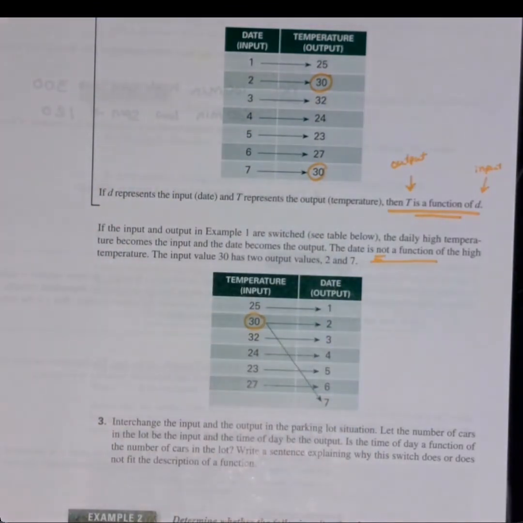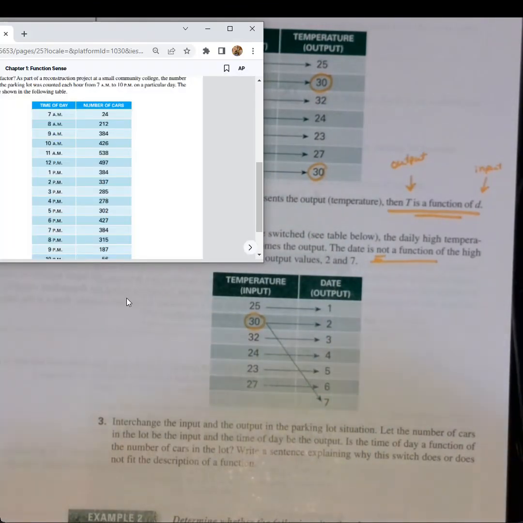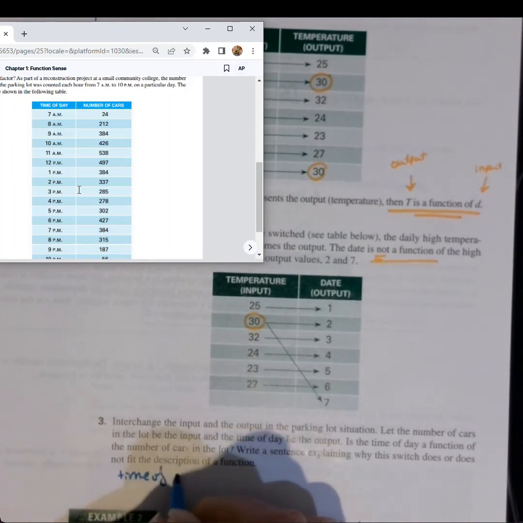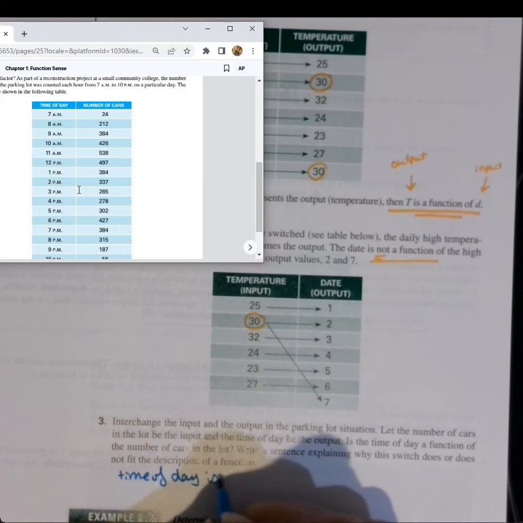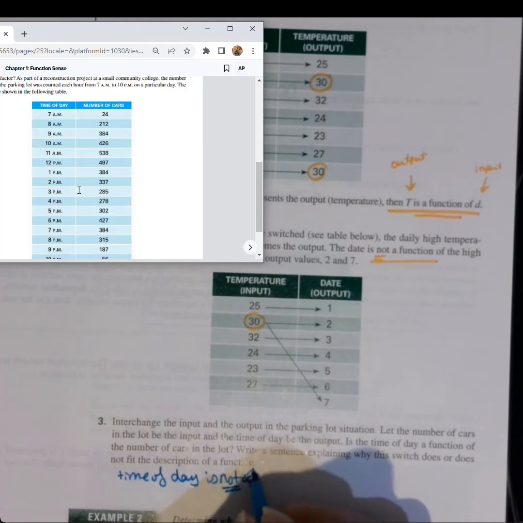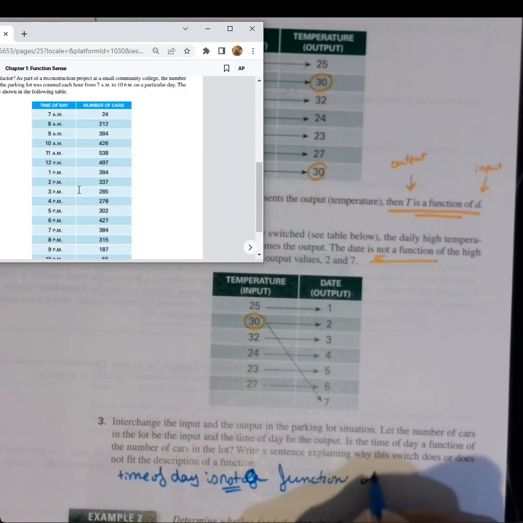So let's take a look at our table. We don't have space to rewrite the table in the other direction, but we're going to scan our output list and see if there are any outputs. Wait a minute, I just found one. That 384, that is two different inputs associated with it. So it is not going to be a function in the other order. So we will say that time of day is not a function of the number of cars.